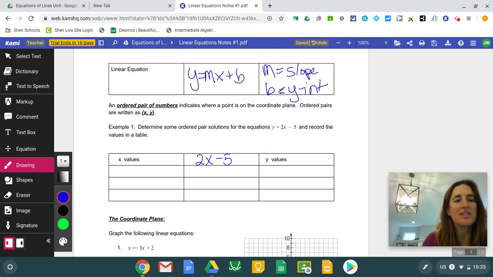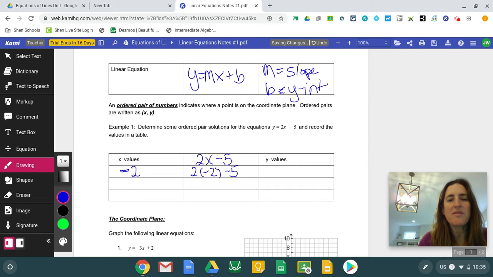So let's pick a nice negative number because they're always fun. So let's start off with -2. So if I do 2 times -2 minus 5, that's -4 minus 5, -9. So an ordered pair in this case would be (-2, -9). -2 is our x value and -9 is our y value.